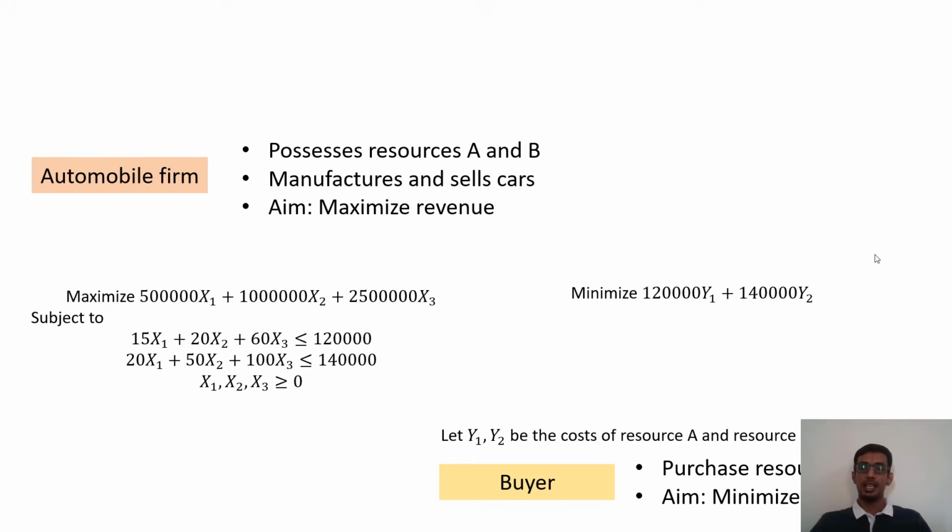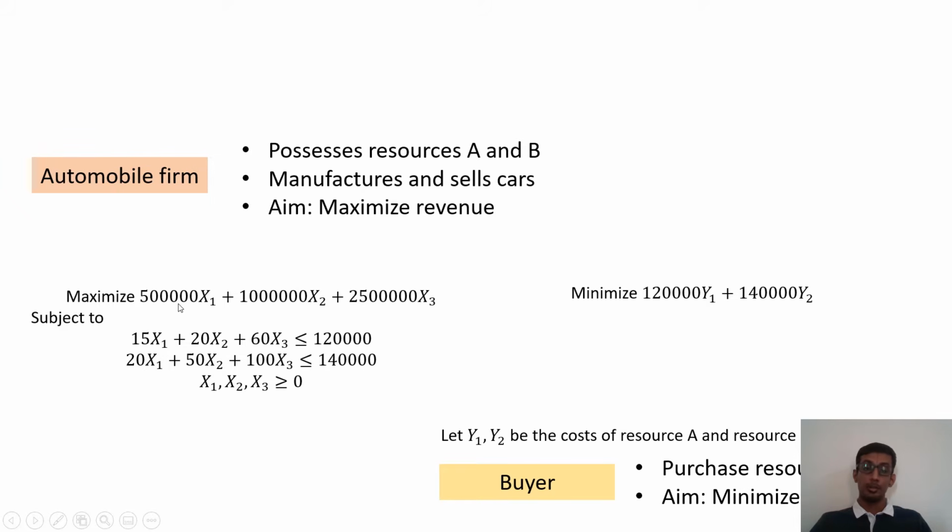So if the buyer tends to minimize this function and purchases from you, would you be always ready to give the resource away to the buyer? Maybe not, right? So if you are going to use those resources, manufacture cars and sell cars, what would happen? Let's take the hatchback variety. By selling a hatchback variety of the car, you obtain a revenue of 5 lakh rupees. So if you are selling one hatchback car, you are generating 5 lakh rupees.